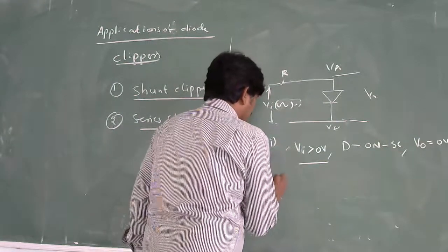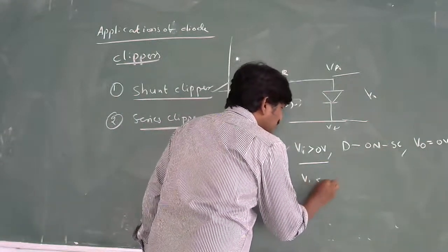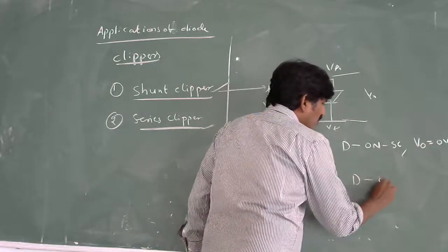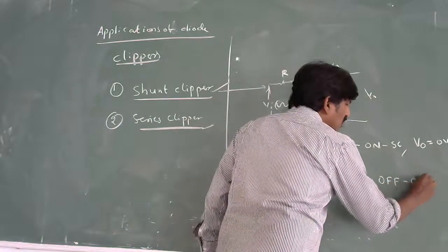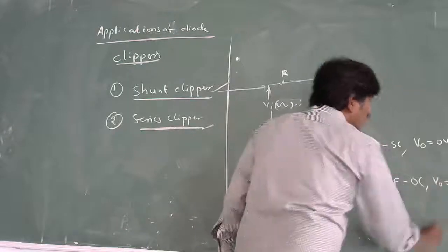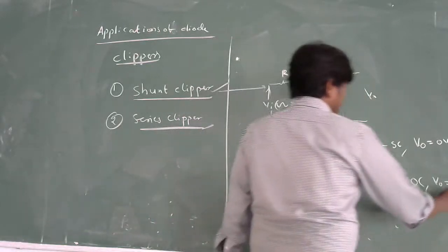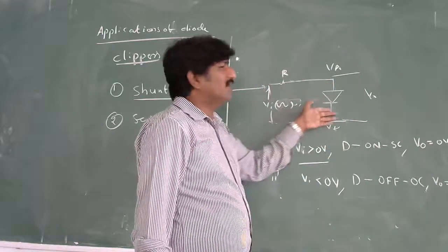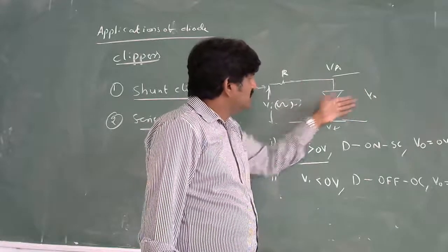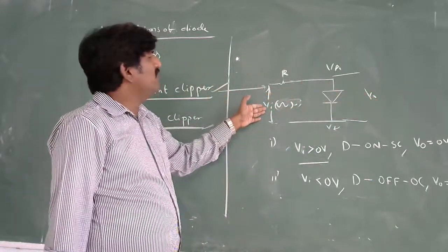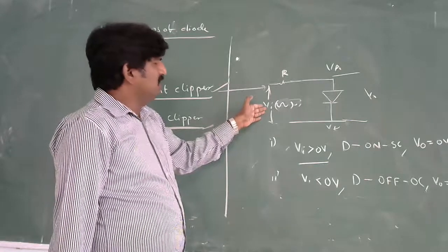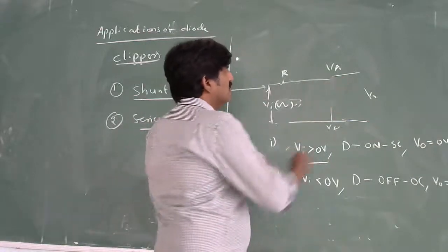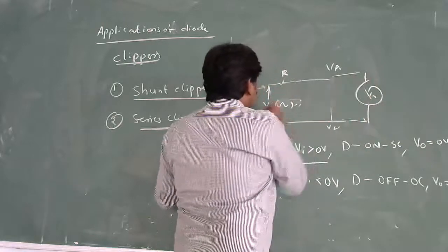This is the first condition. The second condition is, if Vi is less than 0 volts, then the diode will become off. Then it is called an open circuit. What is the V naught? V naught is equal to Vi. Obviously, because this is going to be an open circuit. V naught is directly proportional to Vi, nothing more than that. It means V naught follows Vi, because this is open circuit, and if you connect the voltmeter here, it is going to measure this input voltage.